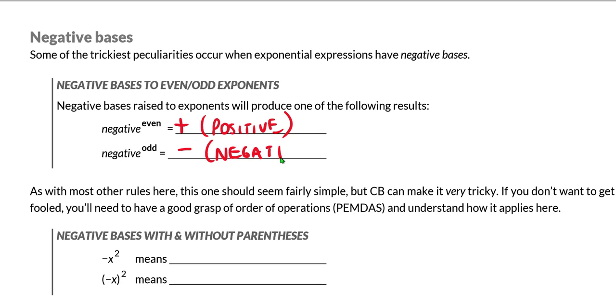We're going to see many examples of this in a moment, but again, if we take negative 2 and we raise negative 2 to, let's say, the 4th, we are going to get positive 16. And if we take negative 2 and we raise negative 2 to the 3rd, even exponent, odd exponent, we get negative 8. So any negative to an even power, positive result. Any negative to an odd power, negative result.